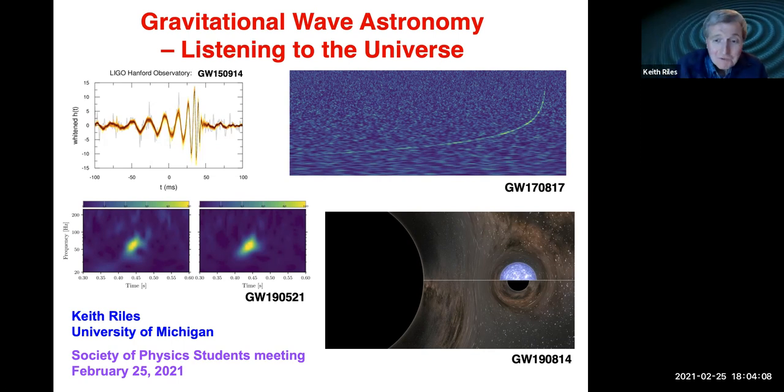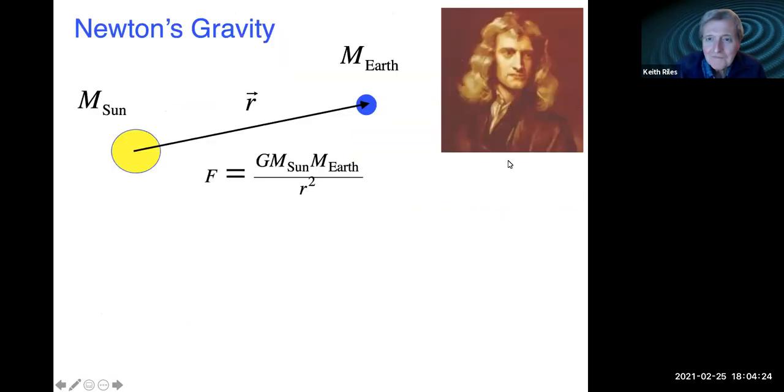I'm going to explain in my talk what all these various images on the front page mean, but you might guess they have something to do with gravitational wave detections. But before we get to gravitational wave astronomy, let me explain what gravitational waves themselves are before we get into how you use them for astronomy. So let's go back a ways to Newton's gravity, meaning going back several hundred years.